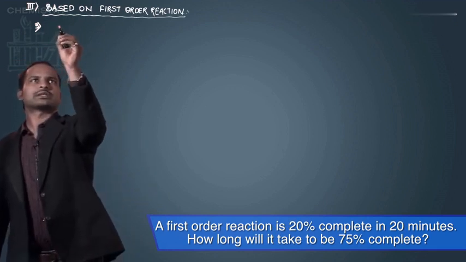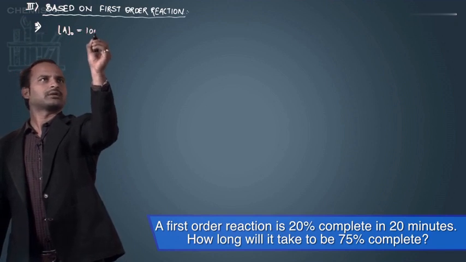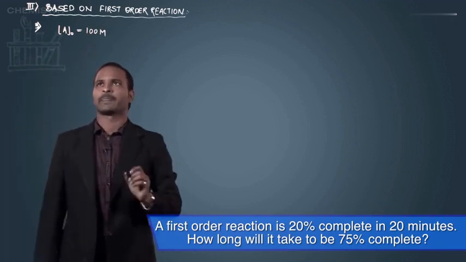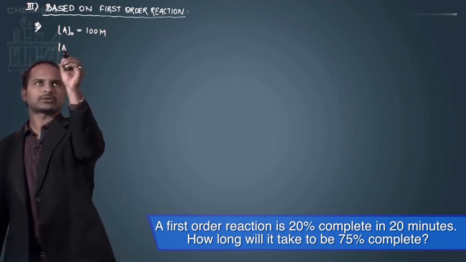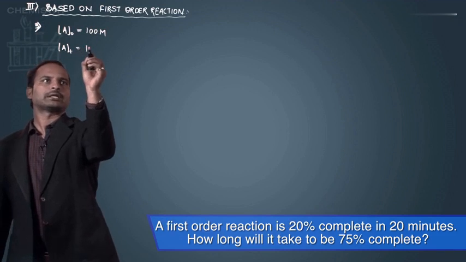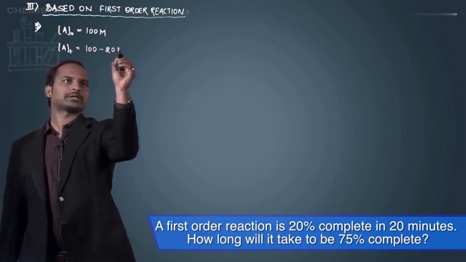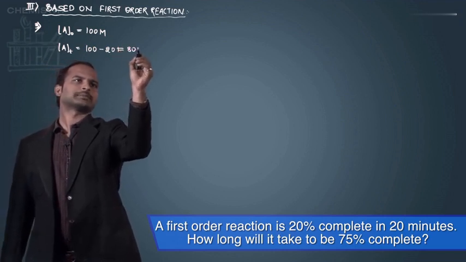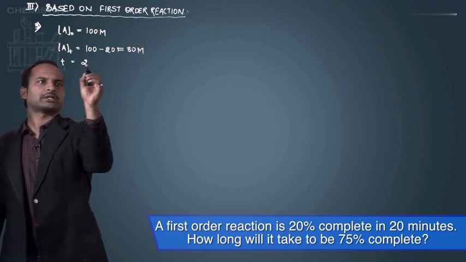So if it is percentage, then being a percentage, we will consider the initial concentration as 100 molar. Now how much is completed? 20%. So 80 is going to be the reactant which is left. So it is 20% completed, so it is going to be 80 molar. The time is given as 20 minutes.